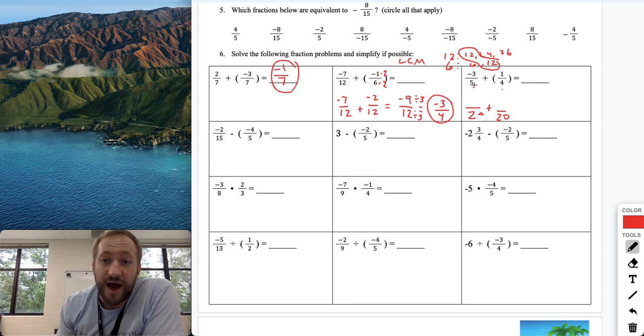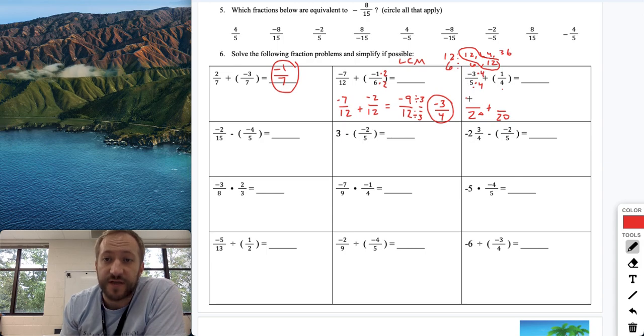So I turned this 5 into 20 by multiplying by 4. If I do it on the bottom, I have to do it on the top. 5 times 4 is 20. -3 times 4 is -12. I turn this 4 into a 20 by multiplying it by 5. I got to do the same on the top that I did on the bottom. 1 times 5 gives me 5. So now my new problem is -12/20 plus 5/20.